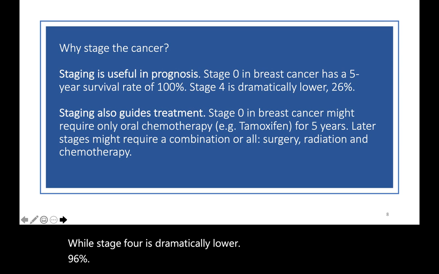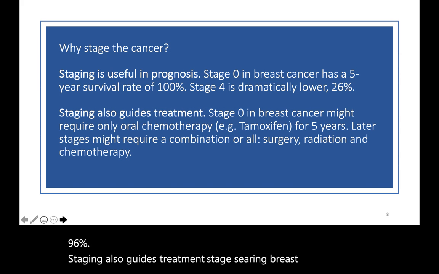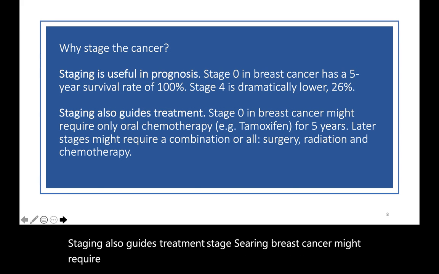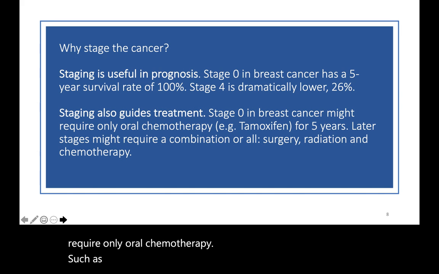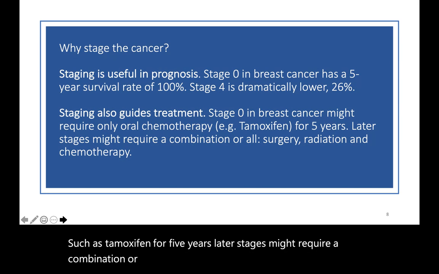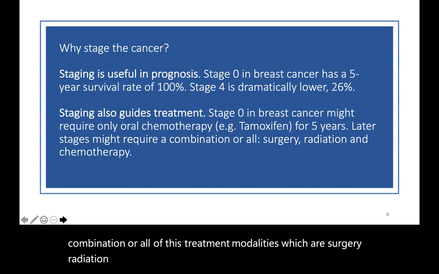Staging also guides treatment. Stage 0 in breast cancer might require only oral chemotherapy, such as tamoxifen, for 5 years. Later stages might require a combination or all of the treatment modalities, which are surgery, radiation, and chemotherapy.